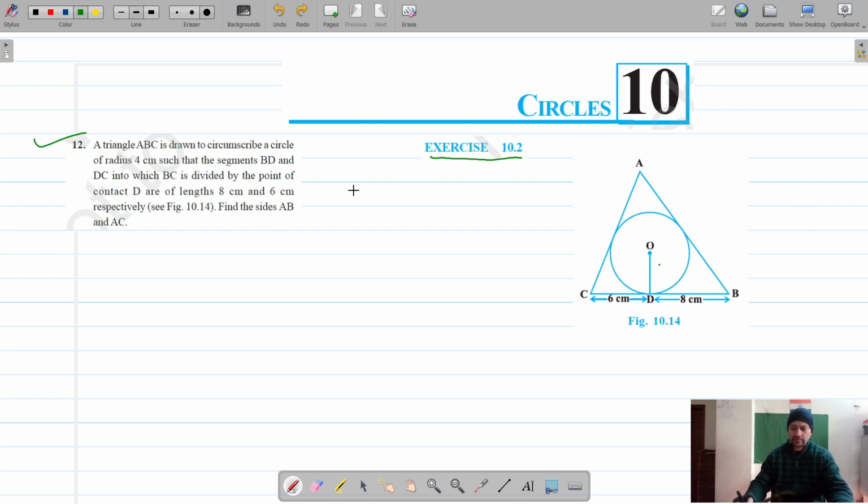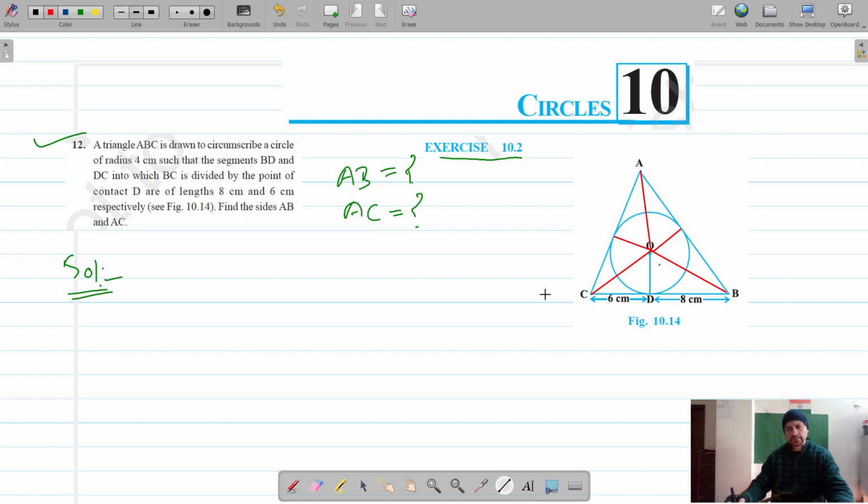We have to find the sides AB and AC, that's what we have to find. Okay, so these are not equal, so we have to find AB as well as we have to find AC. So before we jump to the solution of this question, let's join these, join O to B, join O to C, join O to A, and also draw the radius to the point of contact.